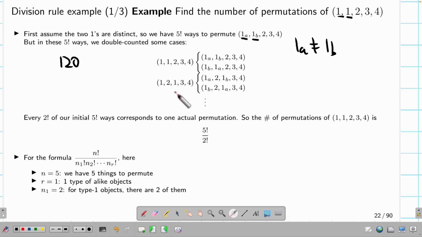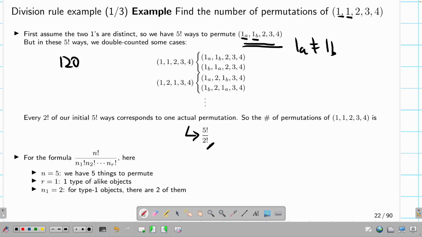And this is another example. Suppose we see a string 1, 2, 1, 3, 4. Again, we have no way to tell which one is 1A and which is 1B. In fact, there are 2 possibilities, and we double counted the 2 possibilities. So in the end, we will have this number. What is this number? Let me repeat. This 5 is how many distinct objects there are, that is, we treat them as 5 distinct objects, so it gives us 5 factorial. What is this 2 factorial? This 2 factorial is because we have double counted the 1A and 1B permutation.